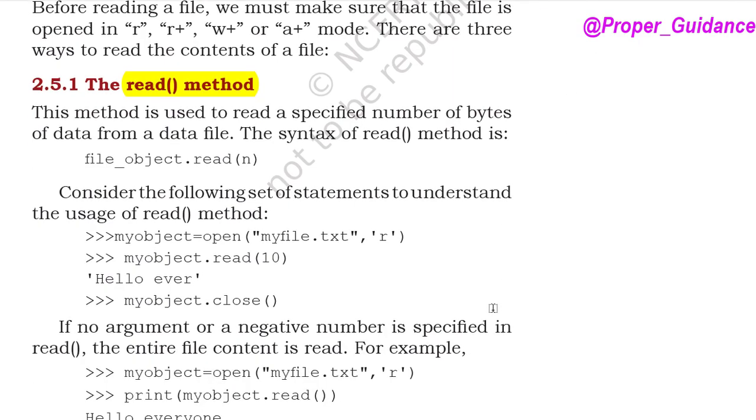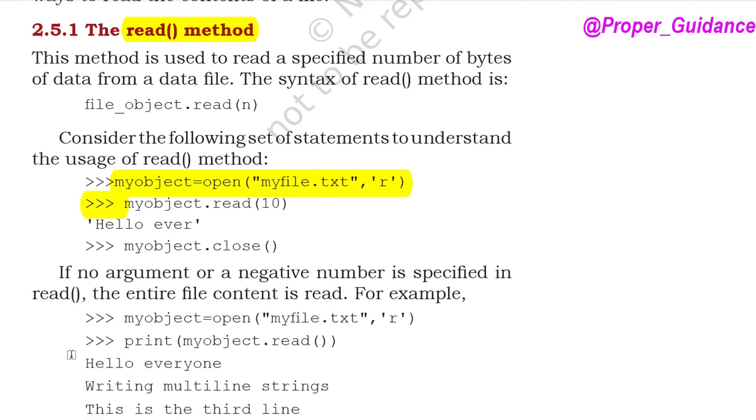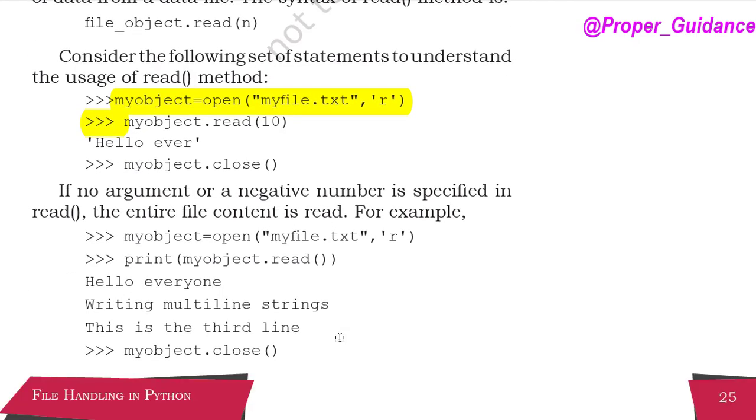The syntax of the read method is fileobject.read(n). Consider the following: my_object = open("myfile.txt", "r"), this is the read mode. my_object.read(10) gives "hello ever". my_object.close(). If no argument or a negative number is specified in read, the entire file content is read.